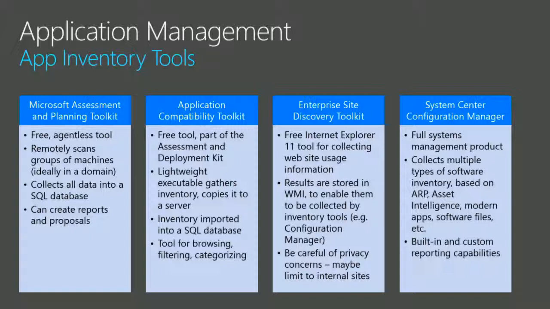Remember how few of us knew what websites were being used, though. That's where the new Enterprise Site Discovery Toolkit comes in. It allows you to take information from IE and collect it. So you can set it up to write the list of URLs that have been accessed from a particular browser into WMI on the computer, and then you can tell Config Manager, collect that for me, and report against it using the Config Manager reporting tools. So that gives you some visibility into the web apps that are being used so that you know what's important, what's accessed frequently, you know where to focus your efforts.